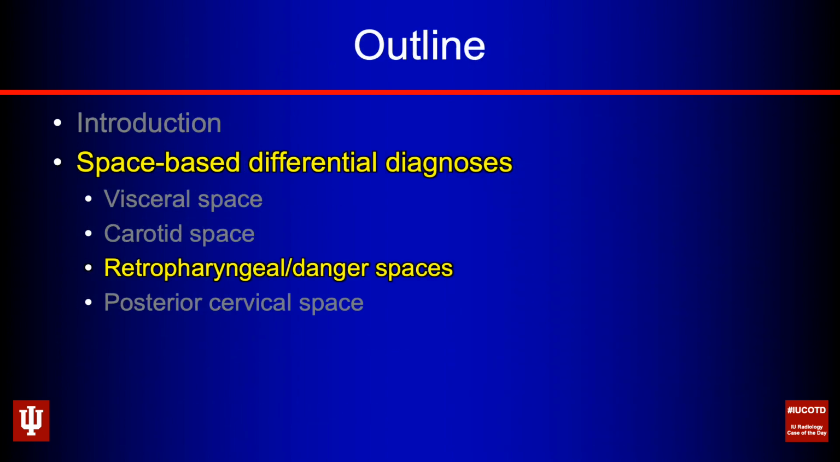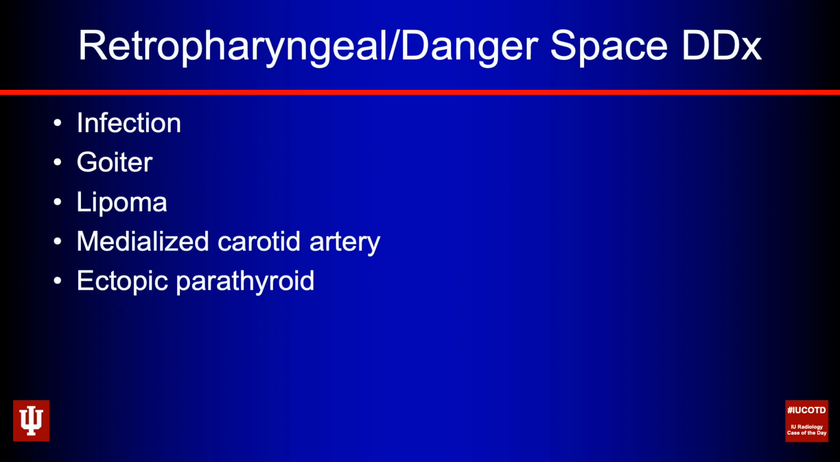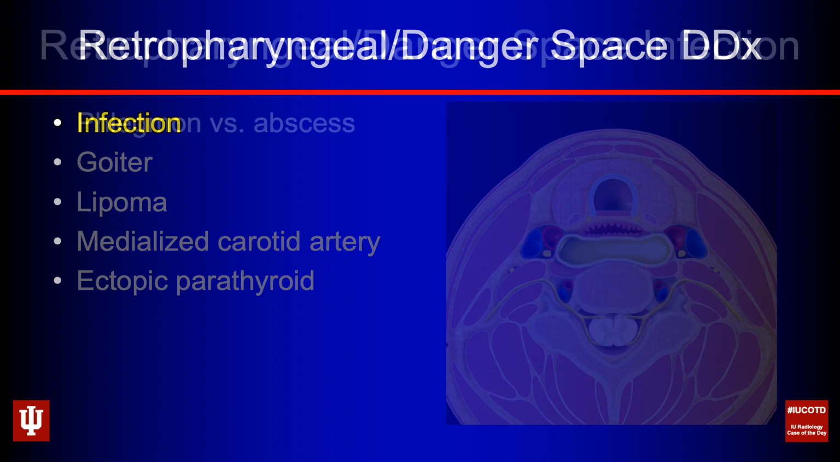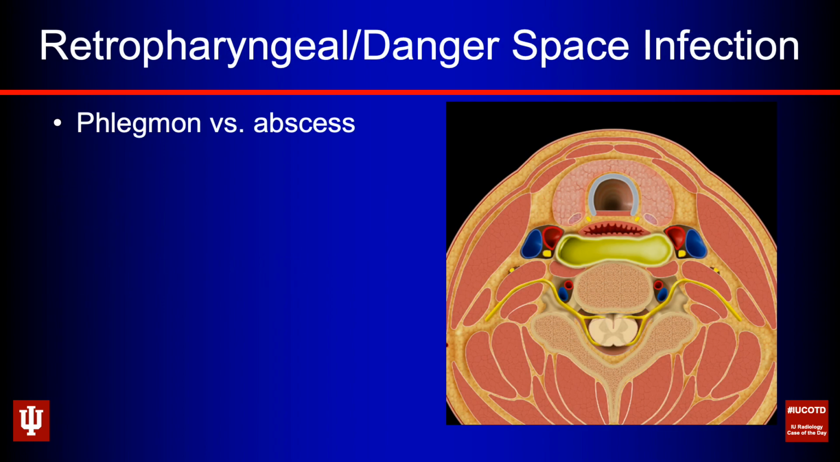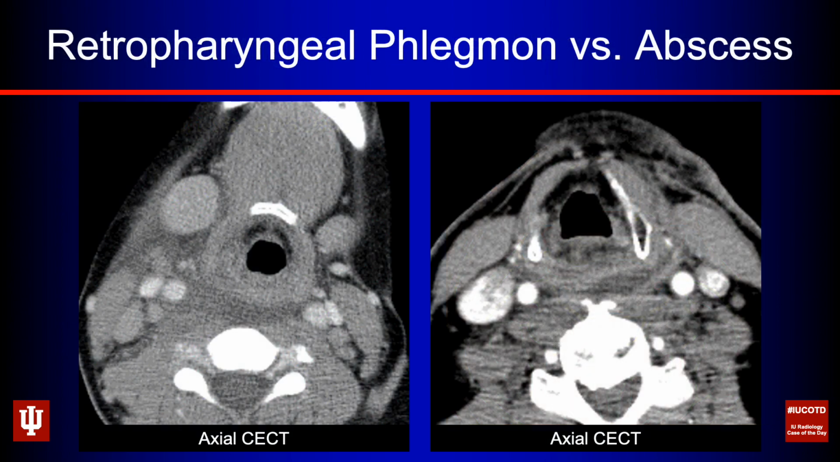All right, the next space to talk about is the retropharyngeal and danger space. And these are the pathologies that can involve it, at least the common ones. We'll start out talking about infection because that's really a primary thing that we oftentimes are trying to deal with. So that infection can be phlegmon, or it can be an abscess.